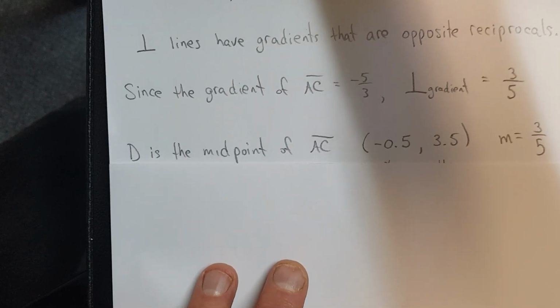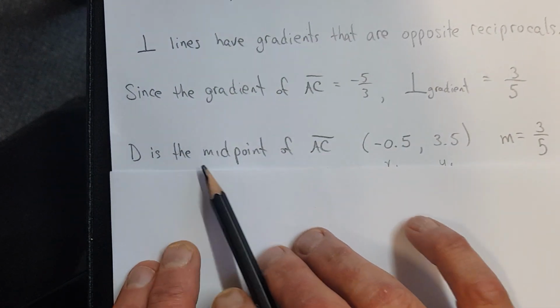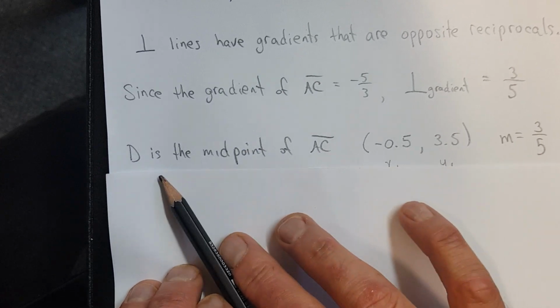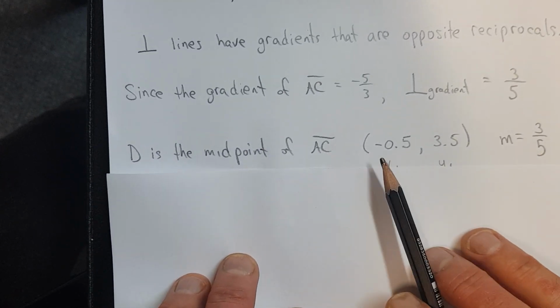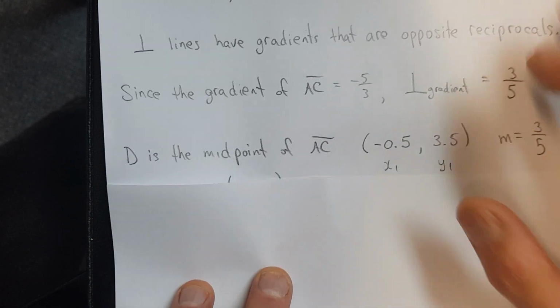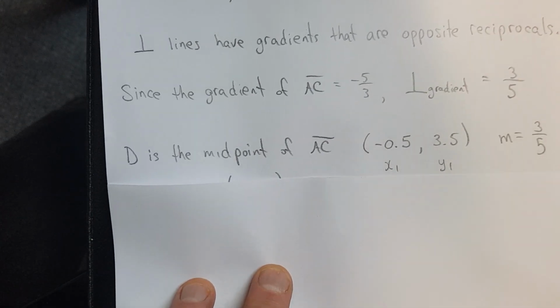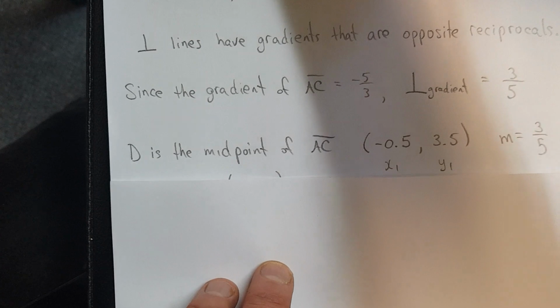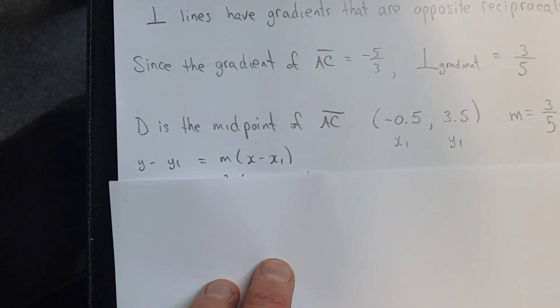What we're going to do now is use D, which was the midpoint of AC. You know how to calculate midpoints. The midpoint is negative 0.5, 3.5. Negative 0.5 is my x1, 3.5 is my y1. And we know that the gradient is 3/5.